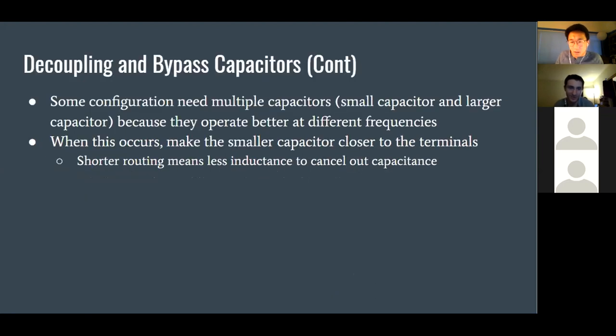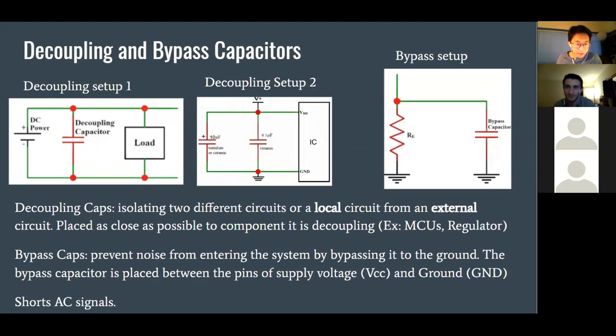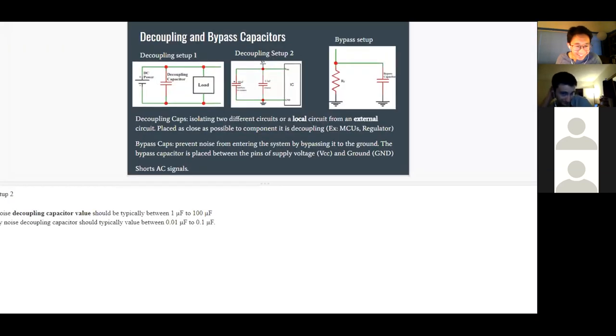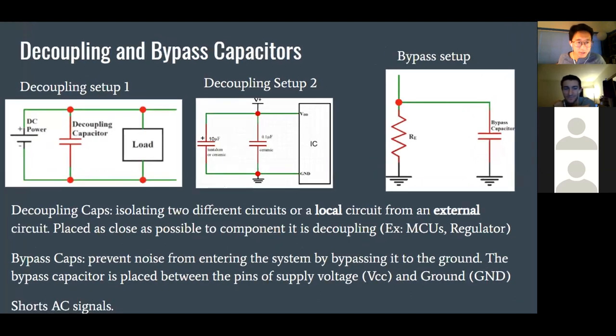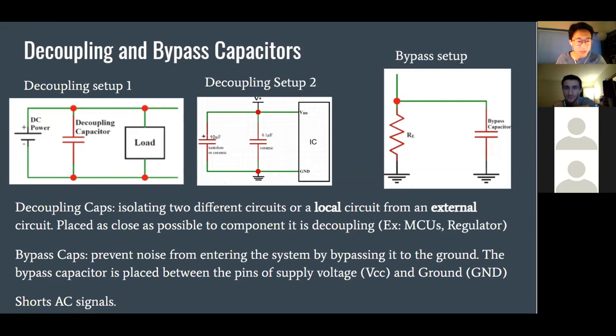And then, is there a rule of thumb for which values to pick, like for decoupling setup two? Yeah, I was actually going to skip that. I wrote something about it. Okay. But yeah, in general, for decoupling setup two, for noise frequency, for low frequency, your decoupling capacitor should be 1 microfarad to 100 microfarad. And then for high frequency noise decoupling, you want 0.01 microfarad to 0.1 microfarad. So there's a couple of magnitudes of difference between them to take care of the low and high frequency sides. Does that answer your question? Yes, thank you. Yeah, we put the information in the slides as well. It'll be in the comments for this slide. Yeah, good question. Thanks for reminding me.